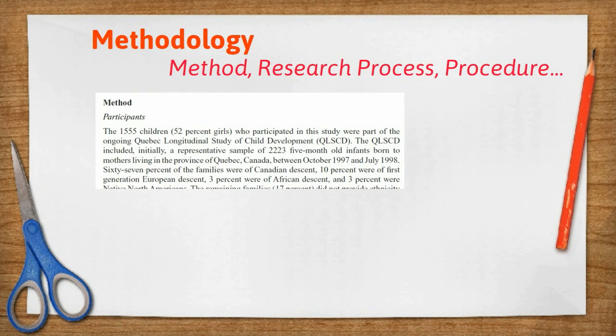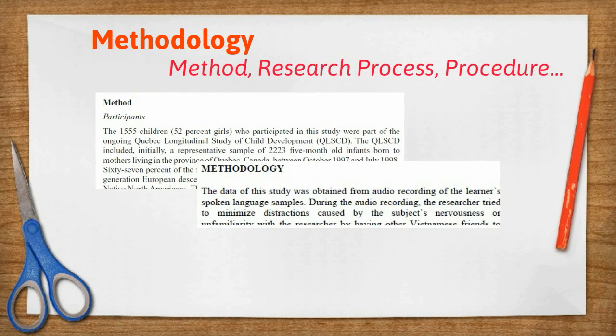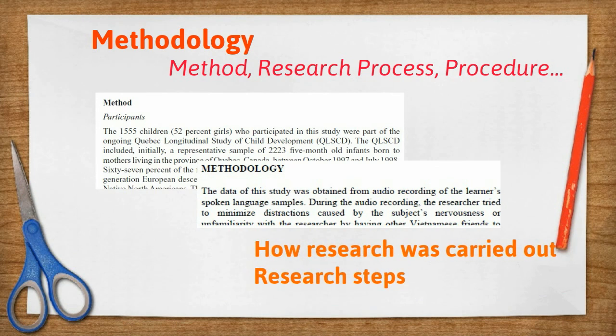Methodology is another part that you might skip at this stage. Some writers may call it method, research process, or procedure. This part refers to how the research was carried out. Advanced researchers often follow the steps the authors used to conduct their research and make comparisons between different research methods. However, this is not necessarily useful to you if you're looking for background information.